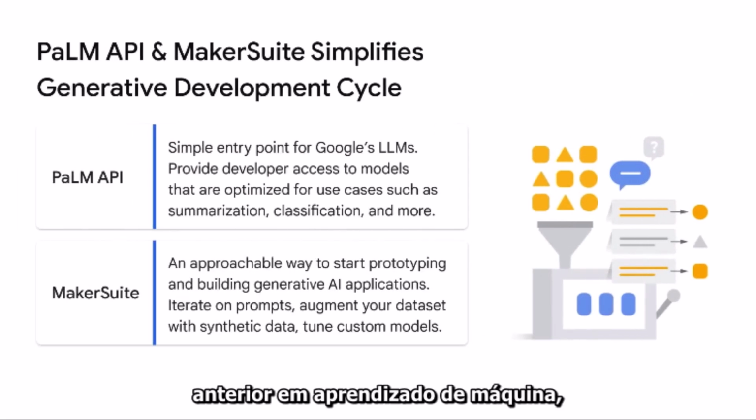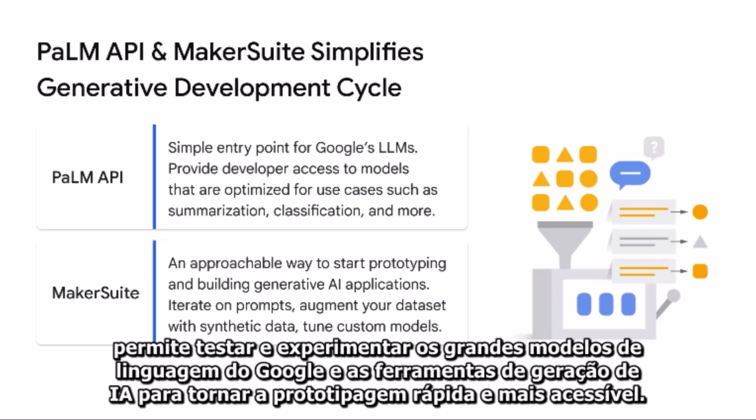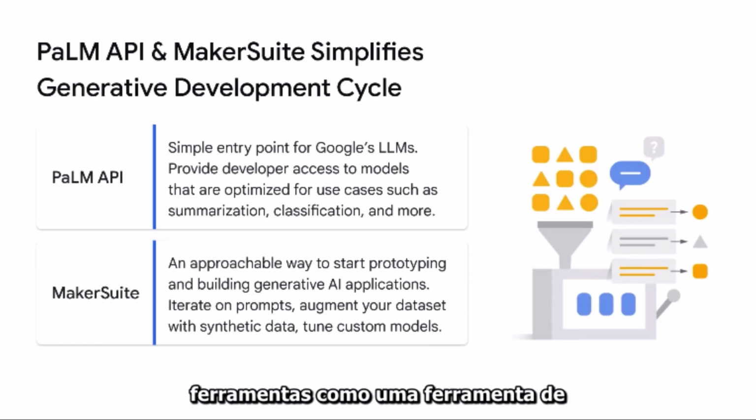PaLM API lets you test and experiment with Google's large language models and Gen AI tools. To make prototyping quick and more accessible, developers can integrate PaLM API with Maker Suite and use it to access the API using a graphical user interface. The suite includes a number of different tools, such as a model training tool, a model deployment tool, and a model monitoring tool. The model training tool helps developers train ML models on their data using different algorithms.